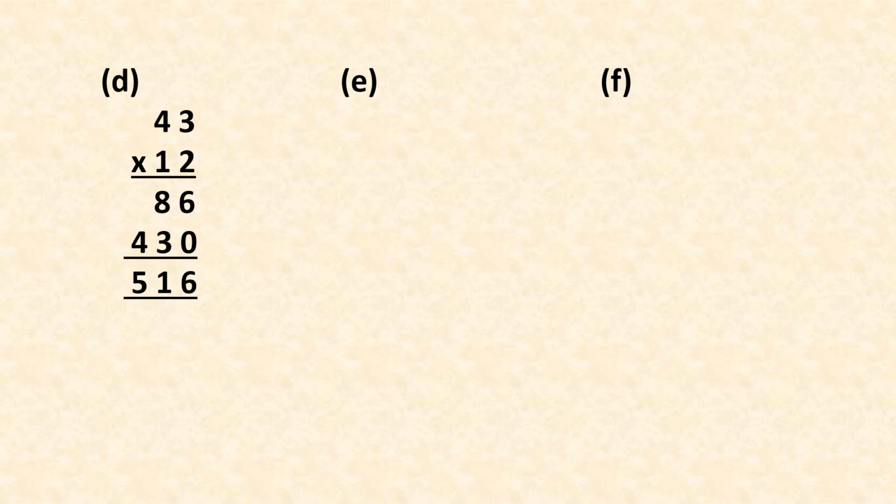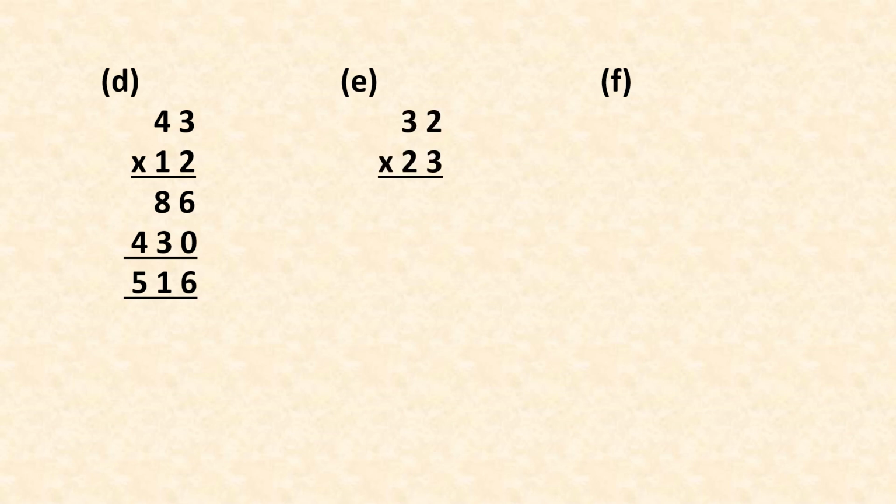Now children, see the D part, 43 multiplied by 12. Now first you multiply 43 with 2, you will get the answer 86. Then you multiply 43 with 1, you will get the answer 43. Okay. Then you add these two products, 6 plus 0 is 6, 8 plus 3 is 11, 1 carry, 1 plus 4 is 5, so 516.